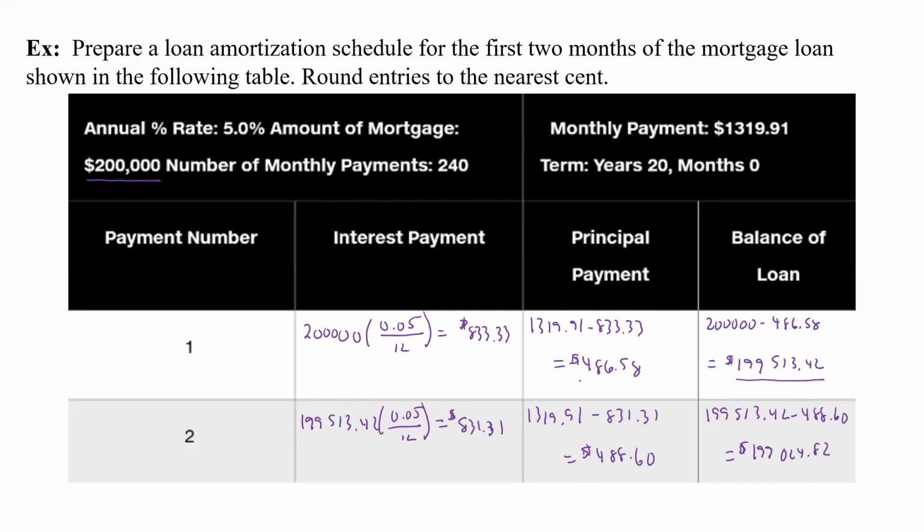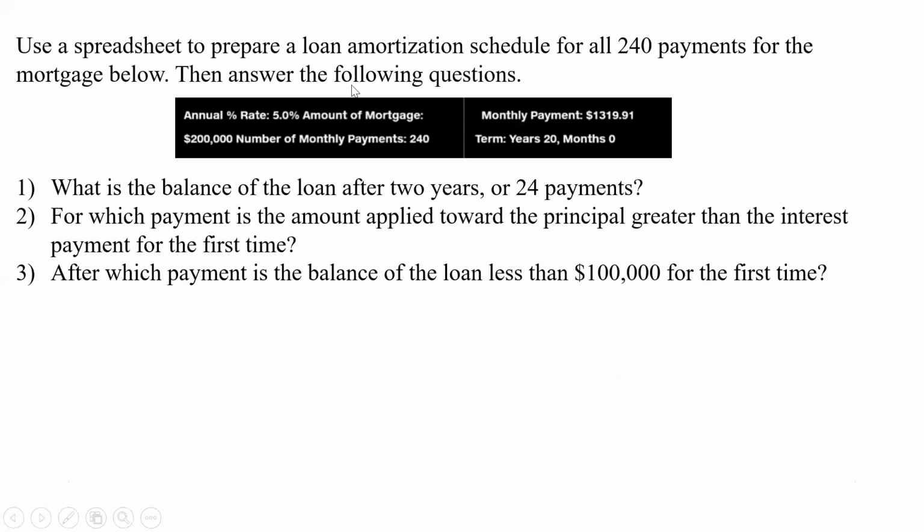All right. So that is how we do a loan amortization schedule by hand. And again, that's just the first 2 rows. Now, if we're doing this for 20 years, that means we're going to have 240 rows. So we're not going to do that by hand, I can guarantee you. So we're going to use a spreadsheet to prepare a loan amortization schedule for all 240 payments for the same mortgage, basically. And then we're going to answer the following questions.